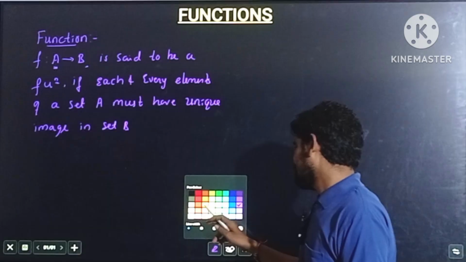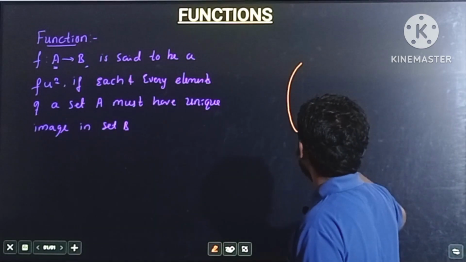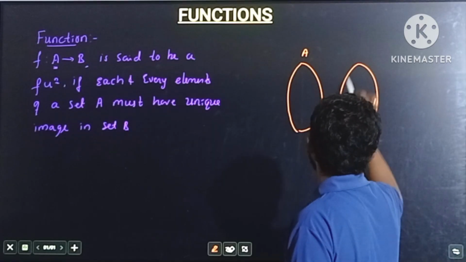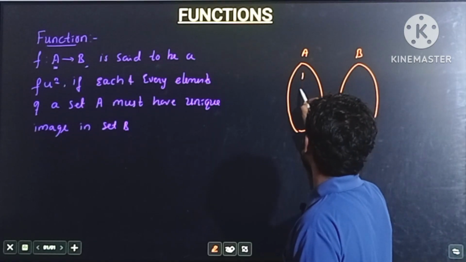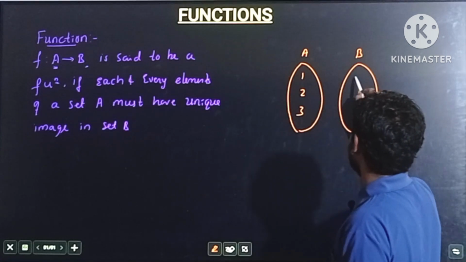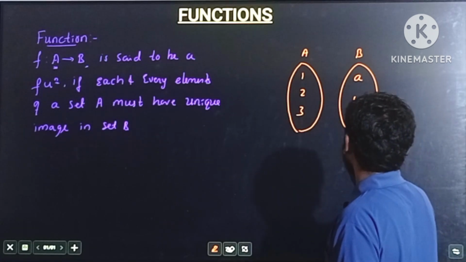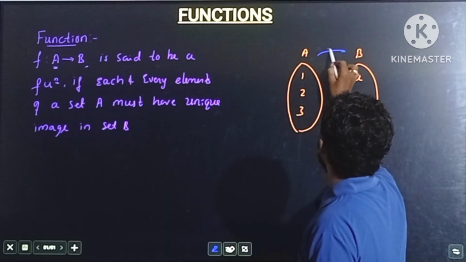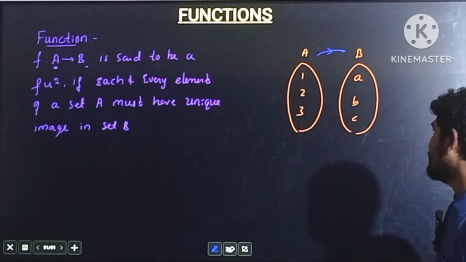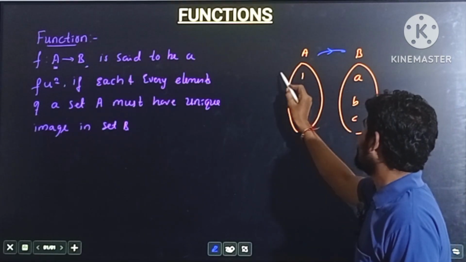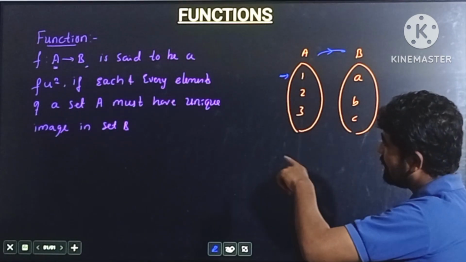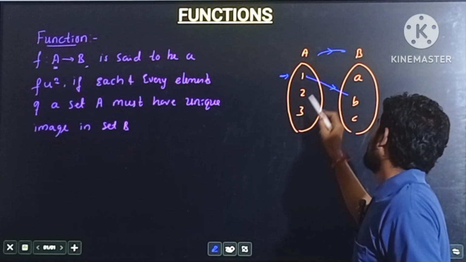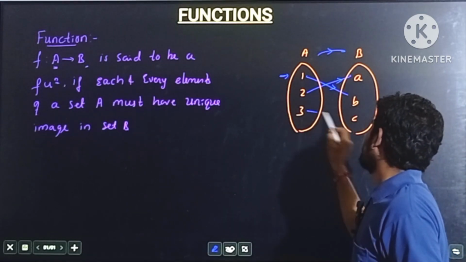See here, for example, suppose this is a set A and this one is a set B. Suppose A consists of the elements 1, 2, 3 and B consists of the elements A, B and C, and this relation is defined from A to B. Now, to say this relation is a function, each and every element of the first set A should have a unique image in set B. Suppose 1 has the image B, 2 has the image A and 3 has the image C.